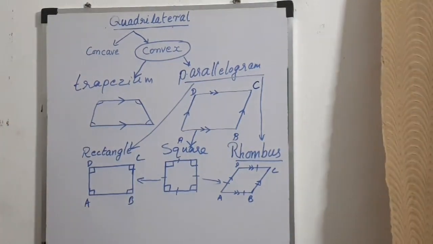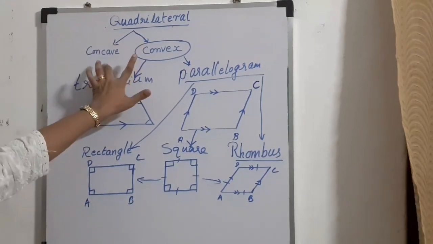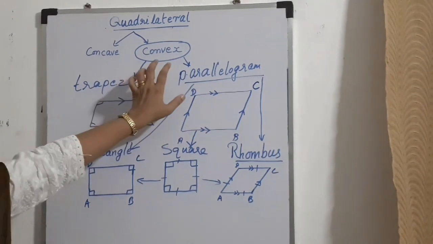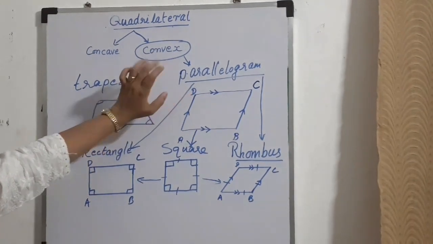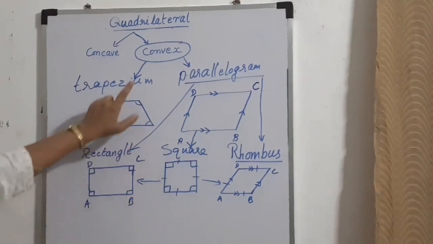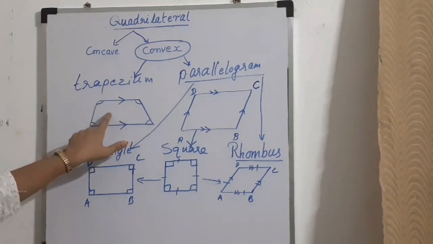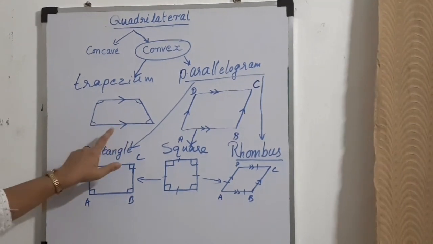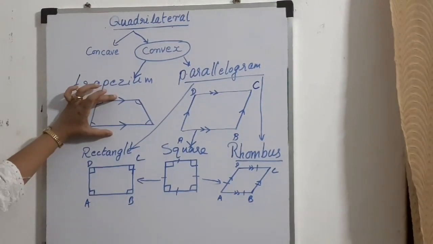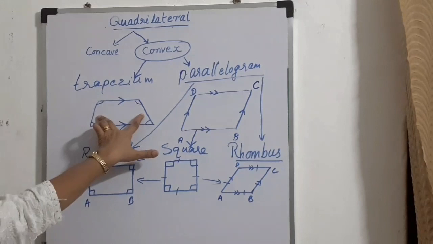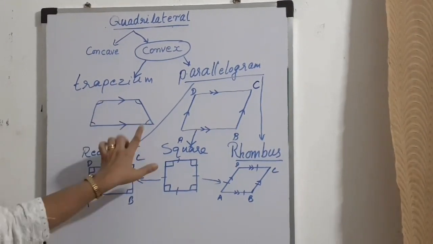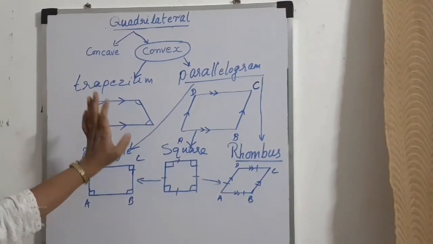Okay. So, once again, quadrilateral is divided into two, concave and convex. Then, convex quadrilateral means all the angles of the quadrilateral are less than 180 degrees. The first type is trapezium. In a trapezium, one pair of opposite sides is parallel. The other two sides are non-parallel. If the non-parallel sides are equal in length, we will call that an isosceles trapezium.